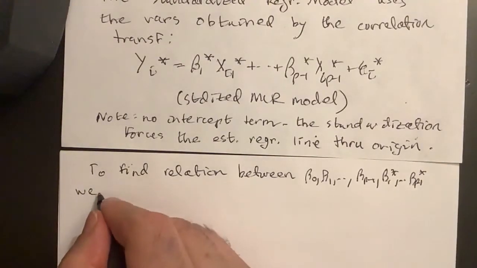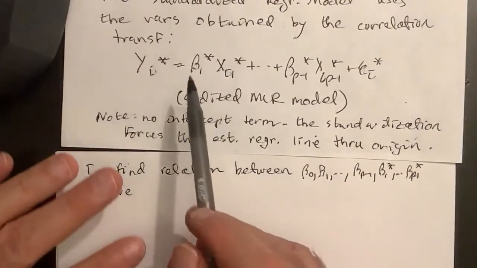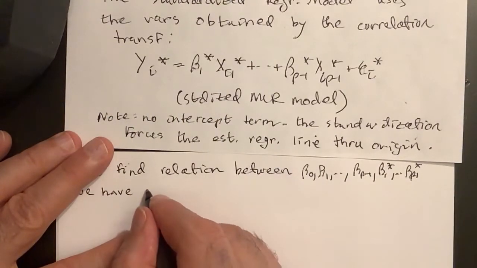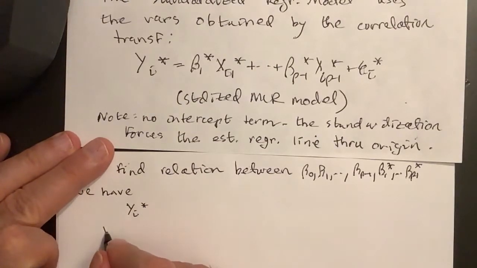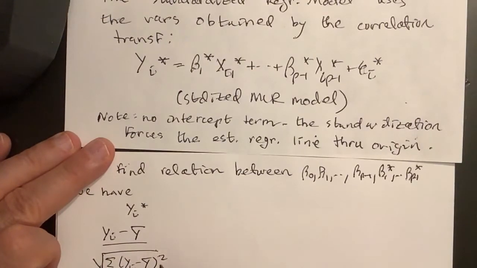So we have, using the model above, yi star, right? Yi star is equal to this. So let me just substitute in the definition. So yi star is just yi minus y bar over the square root of the sum of yi minus y bar squared. And we'll know these are 1 to n. We don't need to clutter everything and write that every time.